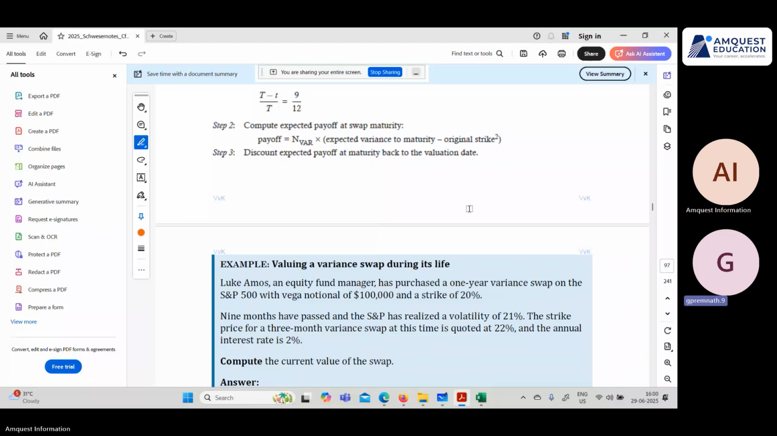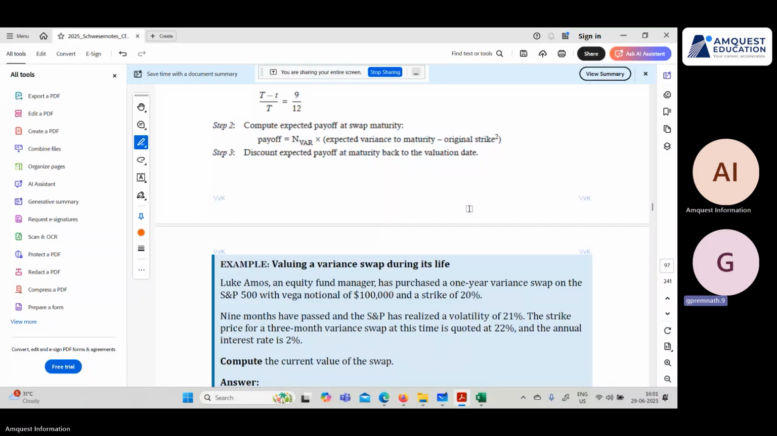I got 517.5. That is the current value of the swap. What I did first was use the formula, which is N bar into the realized variance minus the strike variance. For the realized variance part, you know that in 9 months, 21% is the volatility already realized. So you do 21% square into 9 divided by 12, plus 3 divided by 12 into the implied volatility for 3 months, which is 22% square.